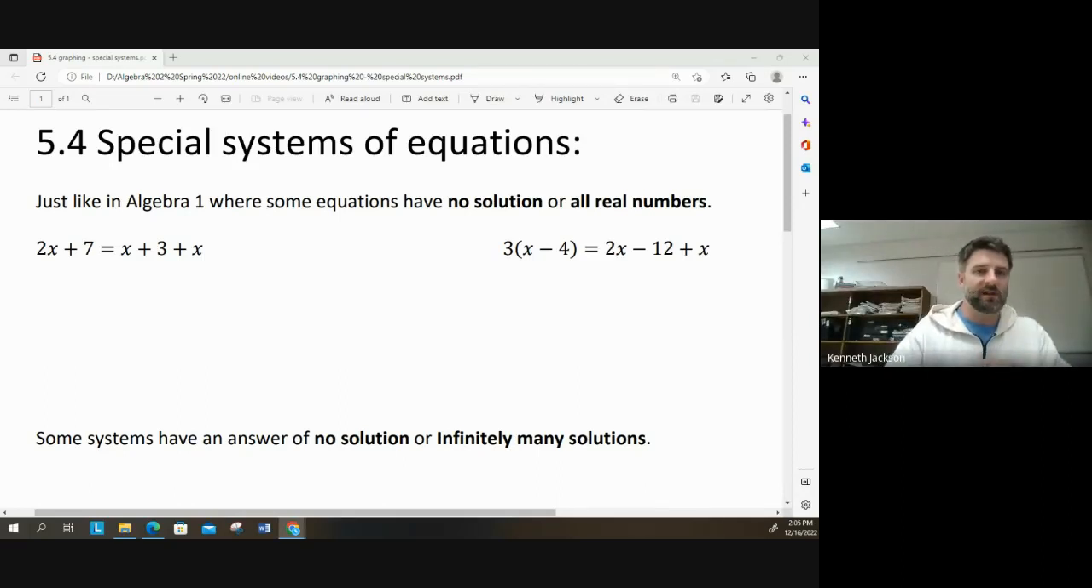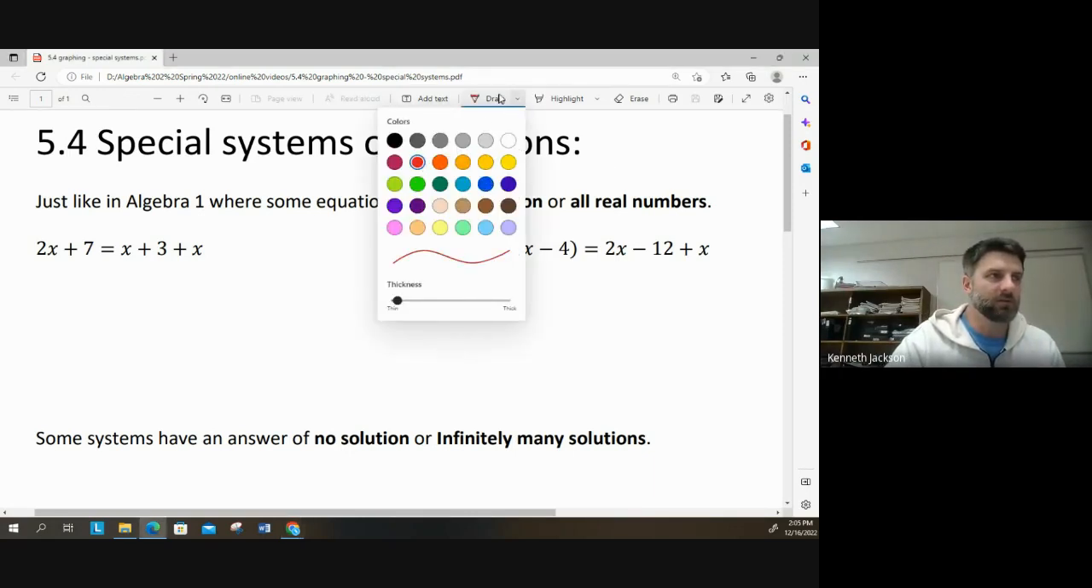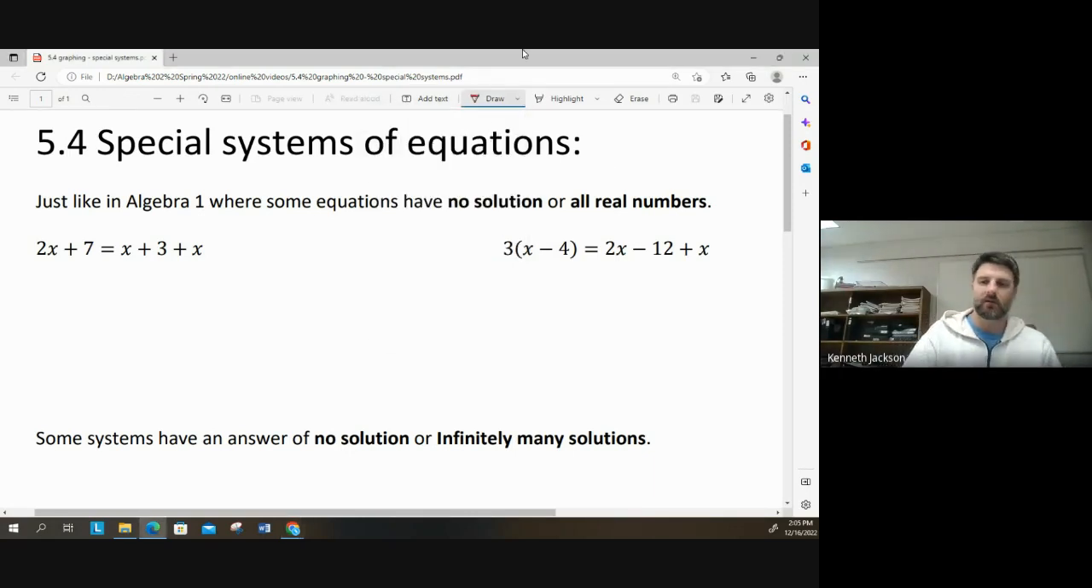These are notes for section 5.4, solving special systems of linear equations. When they say special systems, they're referring to the answer or the solution for a linear system. If you watch the previous videos, the solution of a linear system is the point where the two lines cross. Well, sometimes lines don't cross, so they have a special answer.